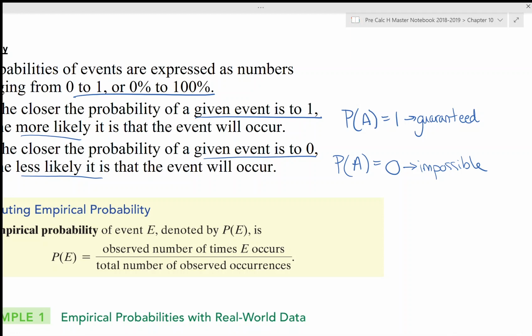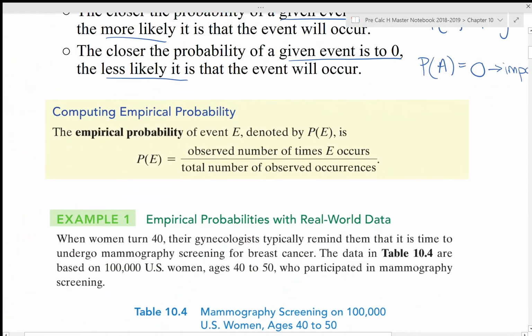Something that's guaranteed would be the probability that Miss Ralston is doing this video right now. Yes, I'm the only one doing this. A probability of 0 would be something like Barney is real. No, that's not true. It's impossible. So there we go.